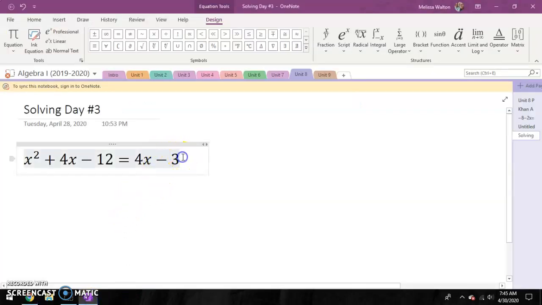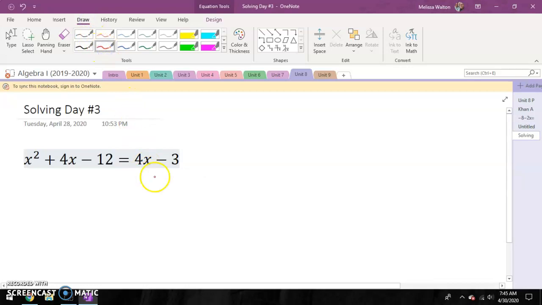So here is our problem. We have x squared plus 4x minus 12 is equal to 4x minus 3. A good starting point for all of these is to get this into standard form. So I'm going to move everything to one side. Let's start by subtracting this 4x to get rid of that. And then I have a minus 3, so I'm going to add 3 right here. Whatever I do to one side, we also need to do to the other. We have minus 4x, and then finally plus 3.